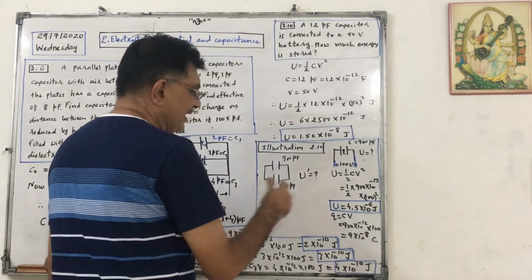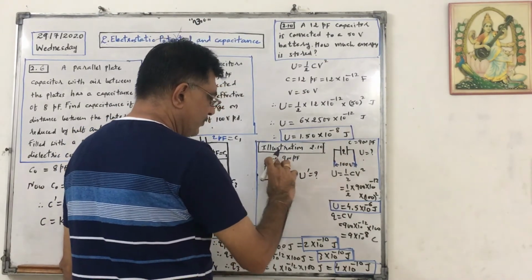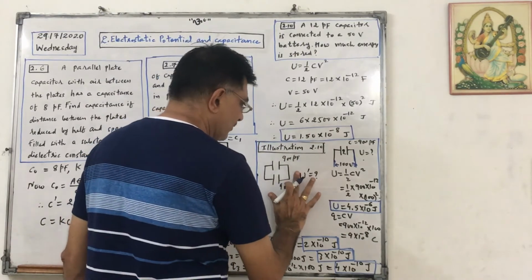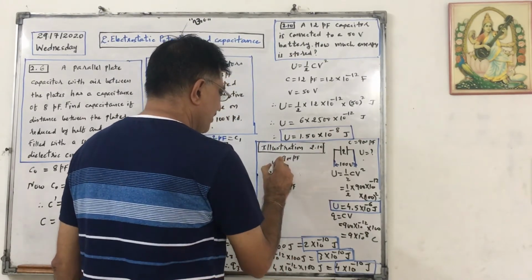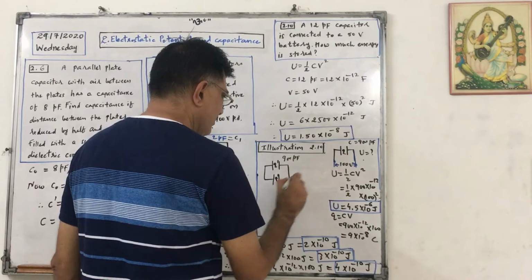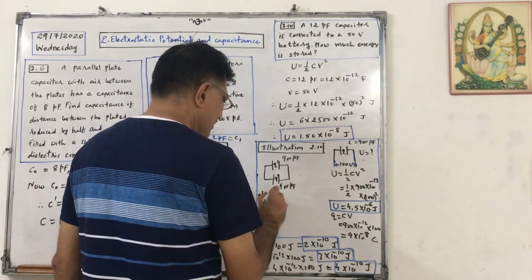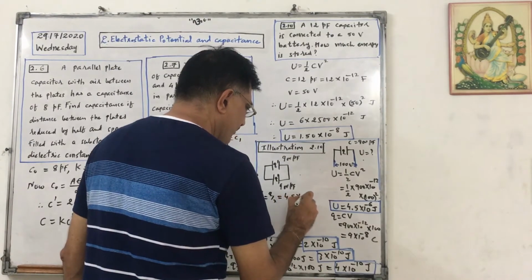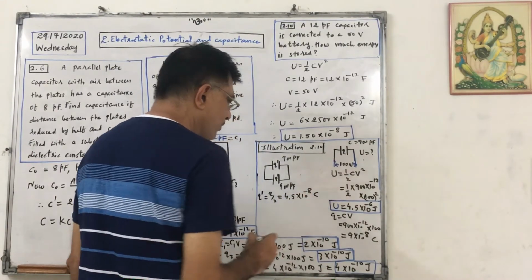Here what will happen? I am removing this supply and connecting the same capacitor. So the charge will be halved. Okay, so here it is Q dash, both will have charge equal to Q by 2. So that is 4.5 into 10 raised to minus 8 coulomb.